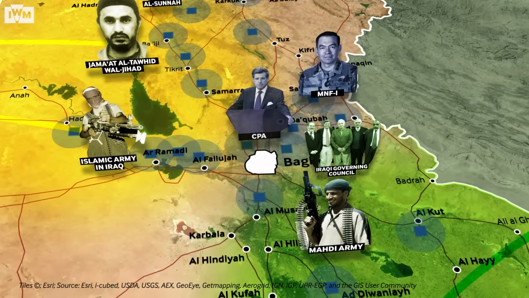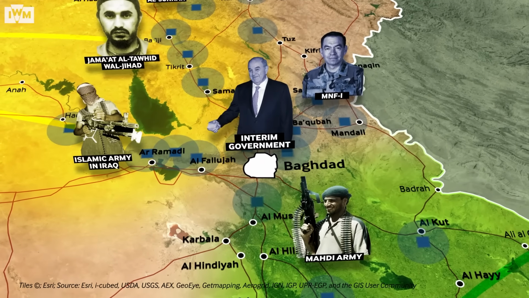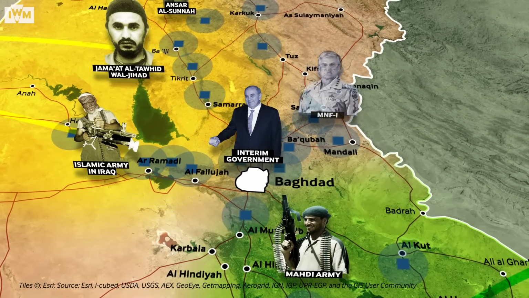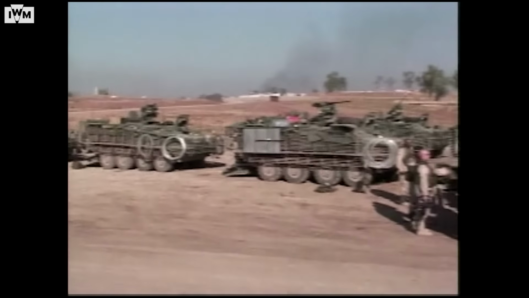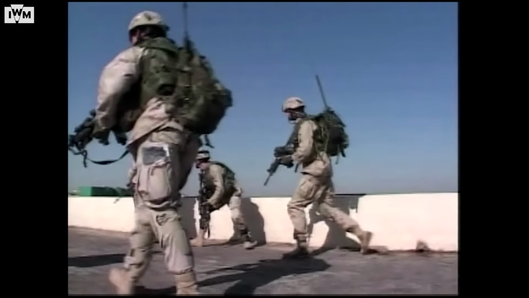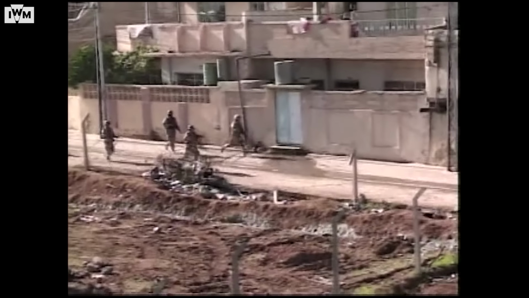The CPA handed over to a new Iraqi interim government, with the first elections scheduled for January 2005. However, before voting could take place, coalition forces would have to eliminate insurgent sanctuaries in key cities. Some of the heaviest fighting of the war was about to take place.